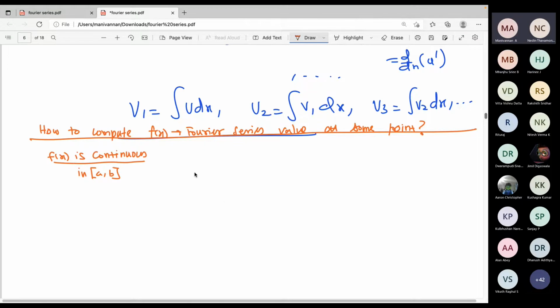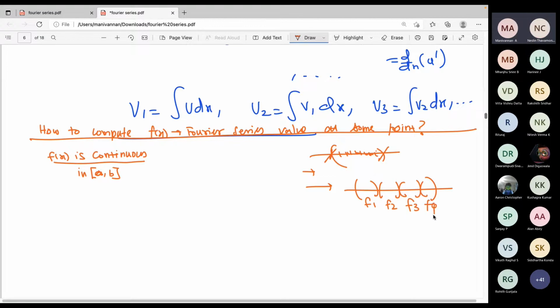Yes, sir. Okay, so here my f of x is continuous. Suppose the interval is defined like c to c plus 2l, or 0 to 2l, minus l to l, 0 to 2 pi, minus pi to pi, or minus 10 to 10. Then on that interval I have two different cases: computing at an end point, or at a point inside the interval. In the worst case, my function in this interval is defined by many different functions: one function here, another here, another here.